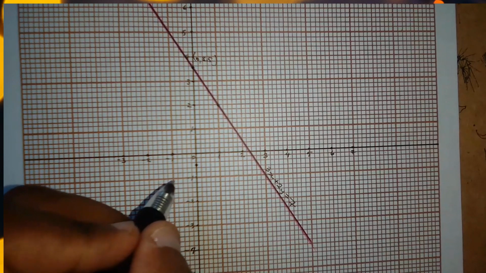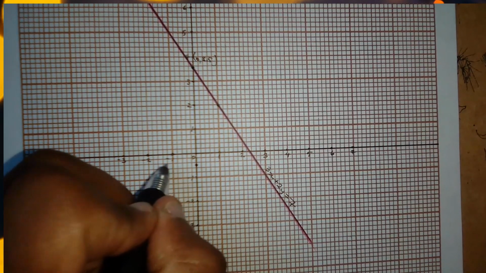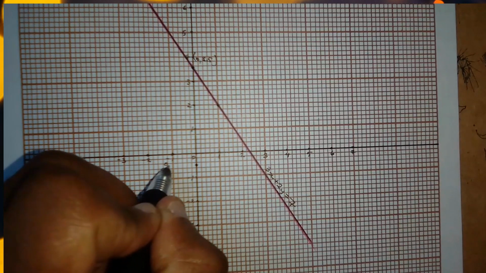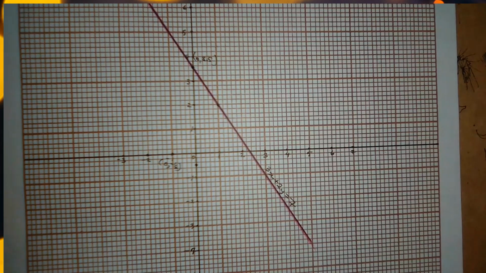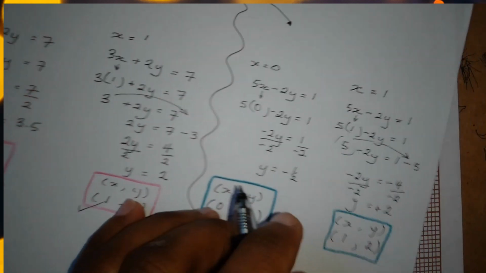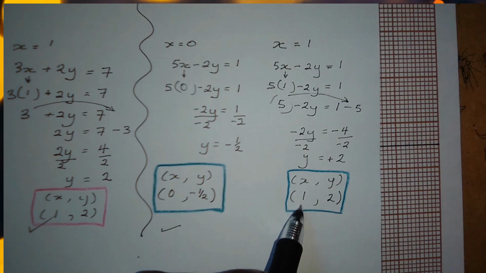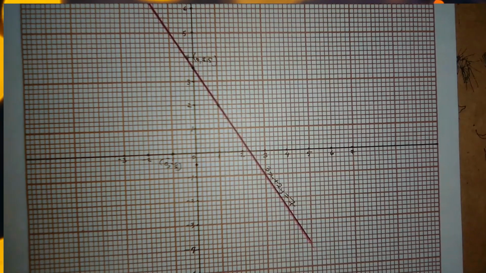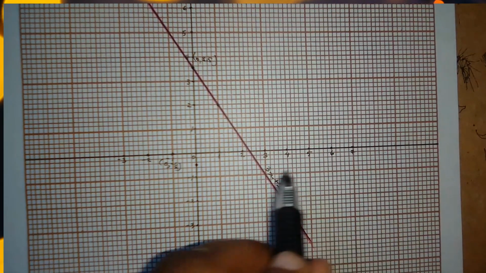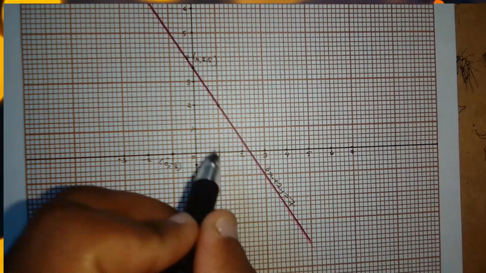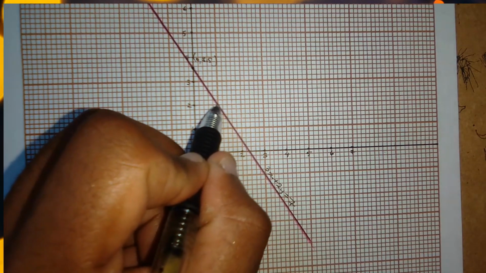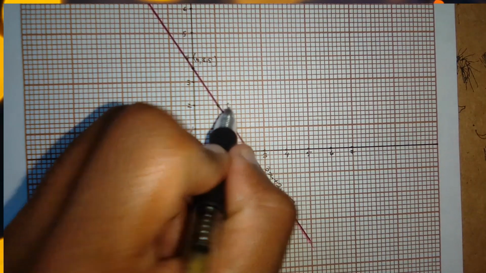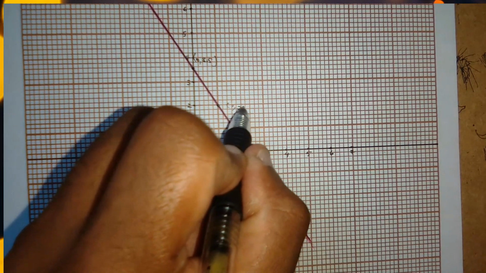So I'm going to put my coordinates 0 and negative a half, or negative 0.5. So that would take care of the first point, this one. So I need to look at this one now. When x is 1, y is 2. Alright? So x is 1 and y going up should be 2. Hey, look at that. They meet at the same point. Interesting. So should be x is 1, y is 2.